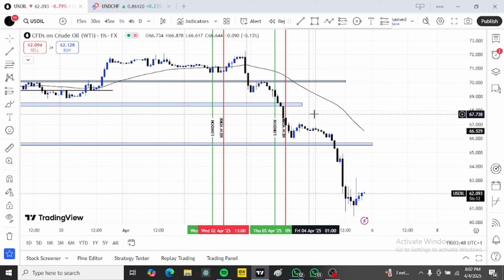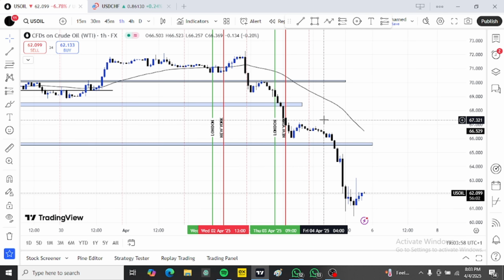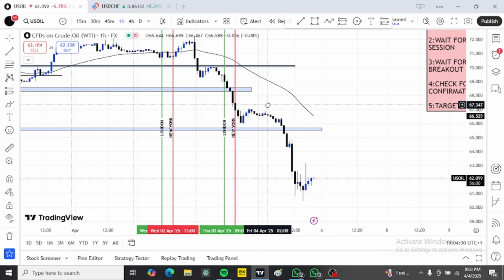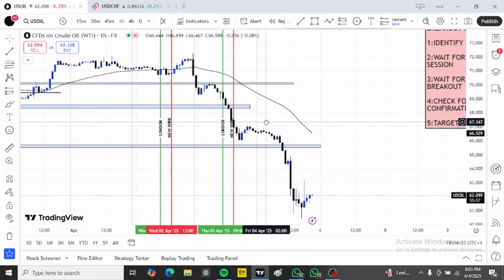That's where the New York session and the London session meet together, and that is the best time to take a trade on any pair at all. That's the very best time to take a trade. So let me show you how this works now. Let's say this red line is the New York session, while the green line is the London session. So look at this now.